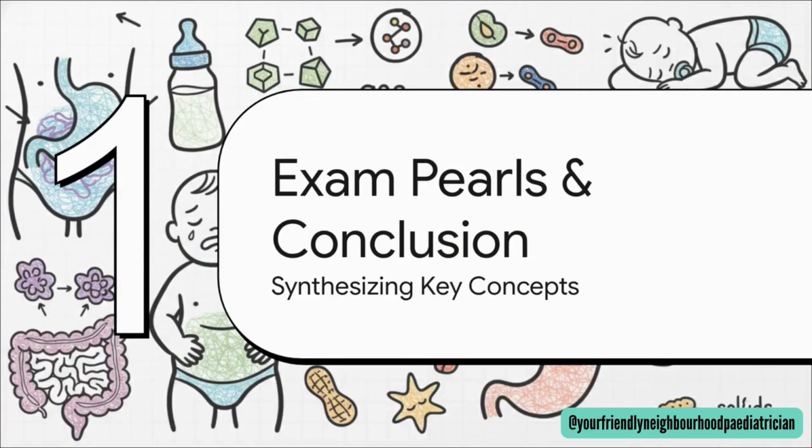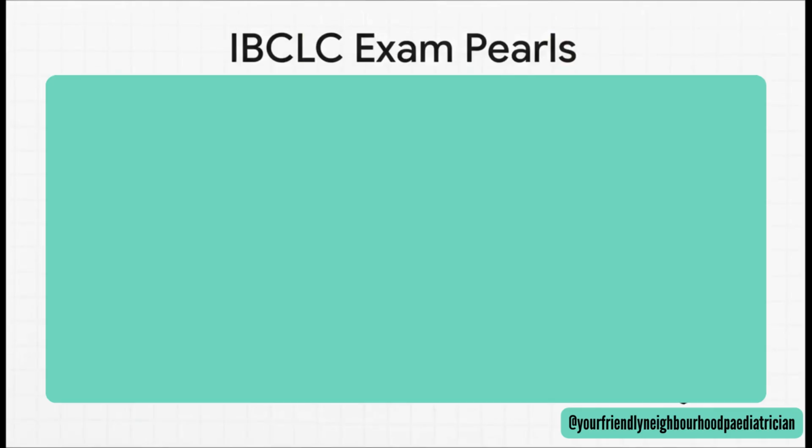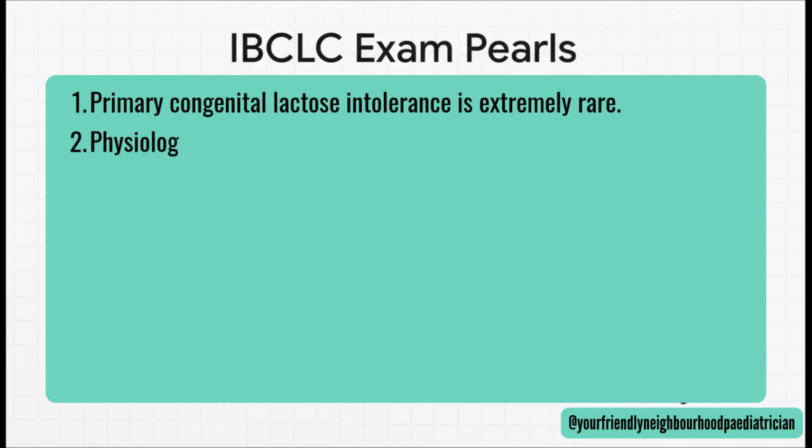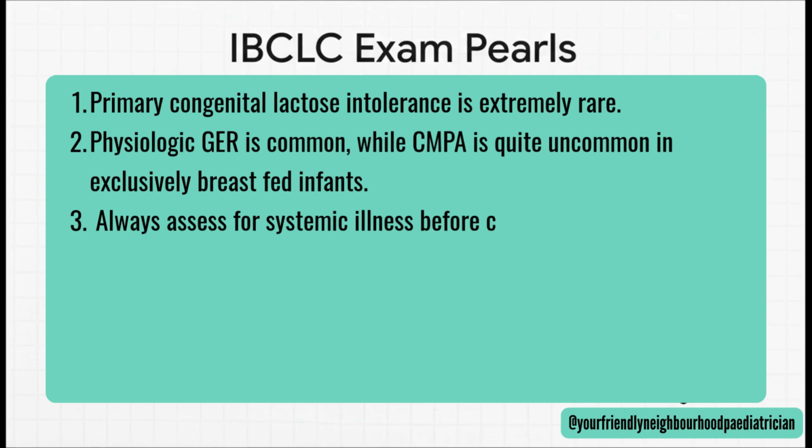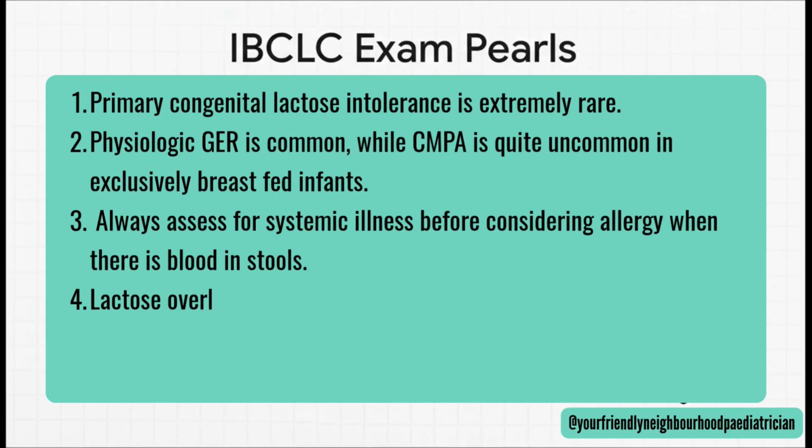Let us conclude with the most high-yield points for your examination. We'll synthesize these critical distinctions right now. These are the points the IBCLC exam will expect you to understand and apply. First, primary congenital lactose intolerance is extremely rare. Second, physiologic GER is common, while CMPA in exclusively breastfed infants is uncommon. Third, blood in the stool requires assessment for systemic illness first before considering allergy. Fourth, lactose overload is a feeding management issue.